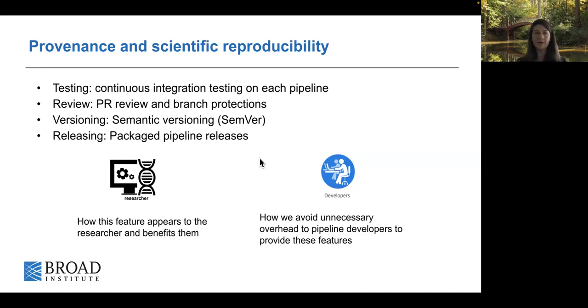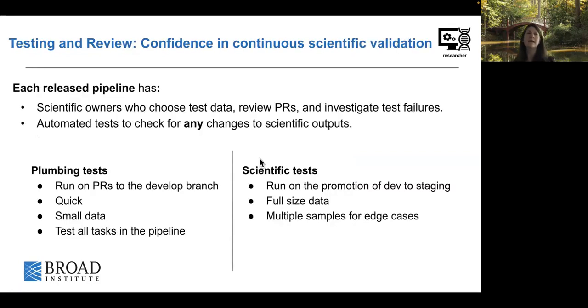So let's talk a little bit more about the testing side of things and the review process. Each pipeline has scientific owners who choose test data, review our pull requests, and investigate any test failures. We have automated tests that check for any changes to scientific outputs. We have two main tests in the repository. One side of things is plumbing tests. These run on every single pull request that people push up to what we call our develop branch.